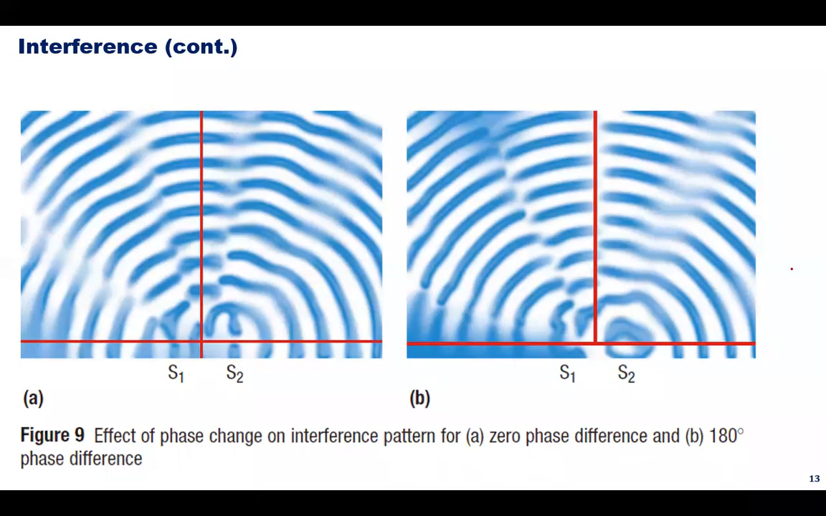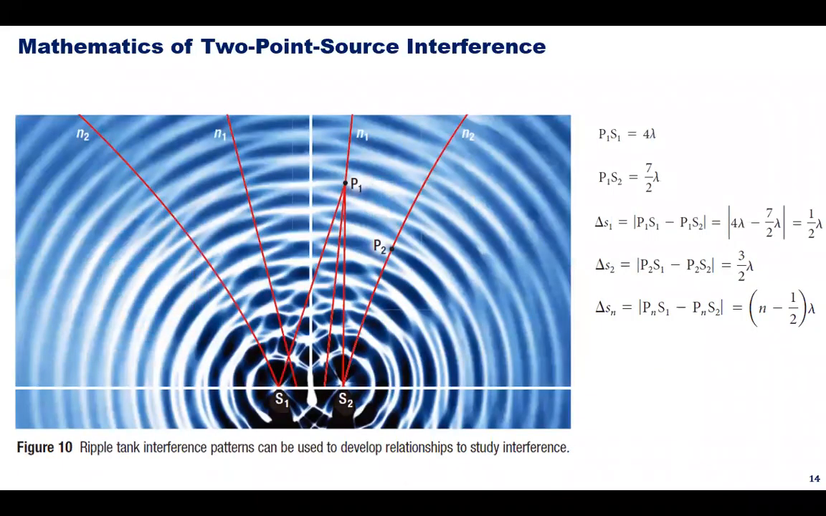Next, let's talk about the mathematics of two-point source interference. Well, actually, we can measure the wavelengths using the interference pattern produced by two-point sources and develop some mathematical relationships for studying the interference of other waves. Here, figure 10 shows an interference pattern produced by two-point sources in a ripple tank.